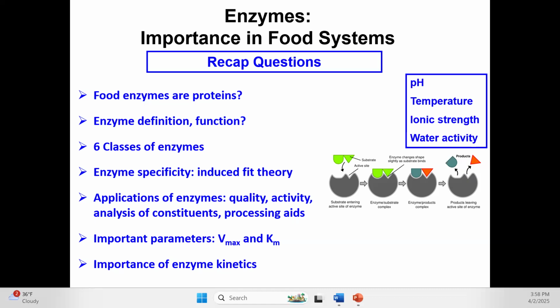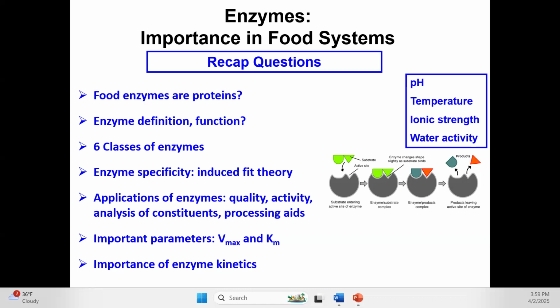We talked about several applications. I'm not going to go over them because of time. I want to move forward, but always remember examples, because on the test I might ask you to give an example of when you use enzymes to determine or impact quality, when you measure enzyme activity, how you use enzymes for analysis of constituents, or how you use them as processing aids. So think of these questions when you are studying.